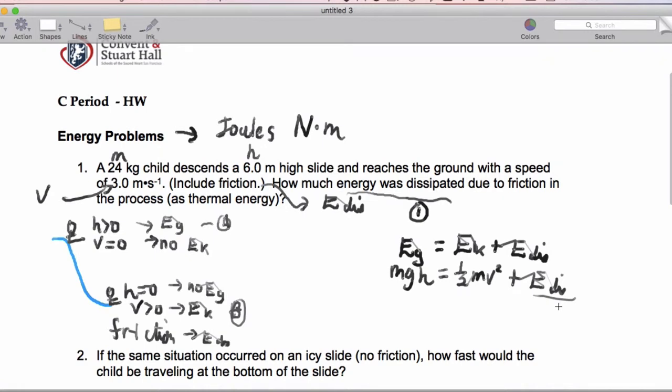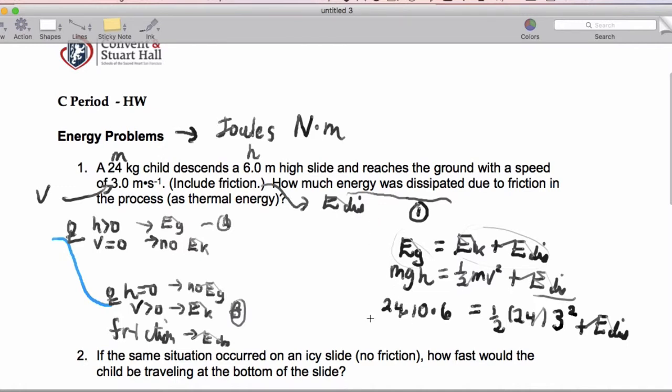To be absolutely clear, let's remember our goals in this problem. The way we go about that is we remember that energy is a number that doesn't change. So the energy at the beginning of the problem equals the energy at the end. So plugging in our numbers, 24 times 10 times the height that the kid started at, which is 10, equals 1/2 times 24 times 3 squared plus E dissipated. The number one mistake I see people make is that they don't square the numbers that they are working with.